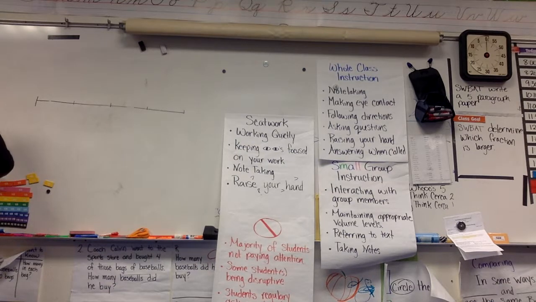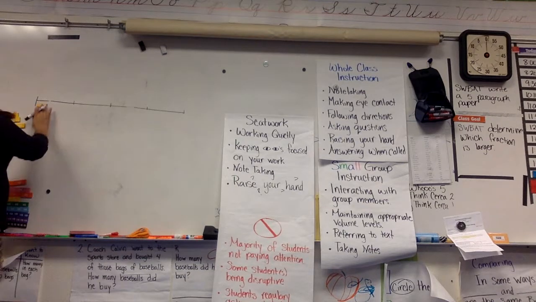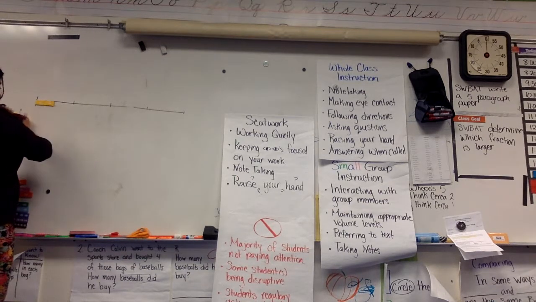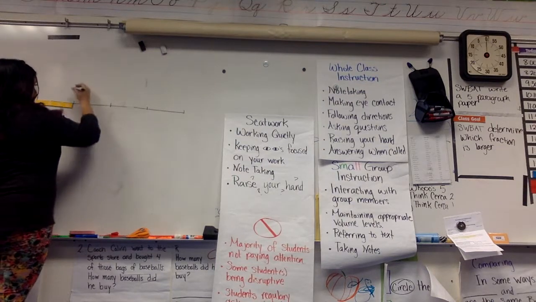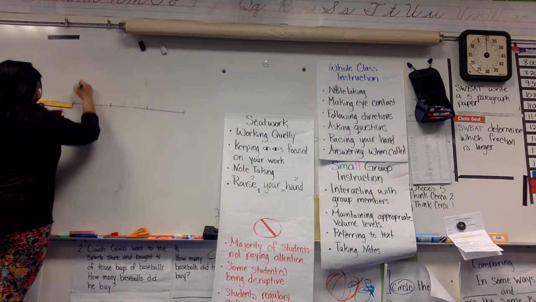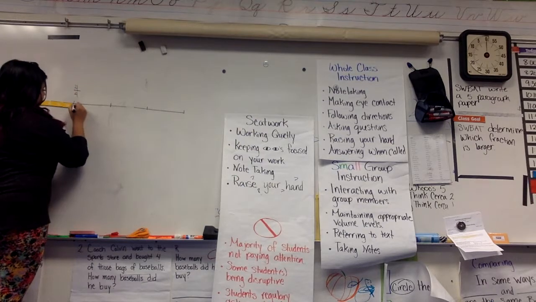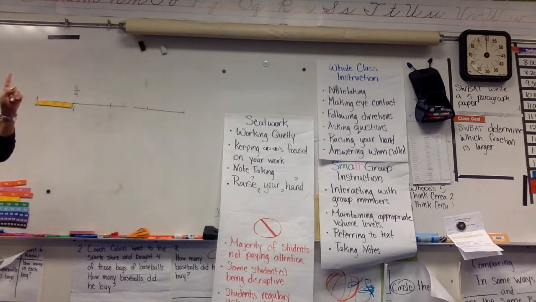Now, when we did this, we talked about, so for example, I'll use my fourths. From here to here is how many fourths? 4 fourths. So you had 4 fourths. And that is equal to 1 hole.